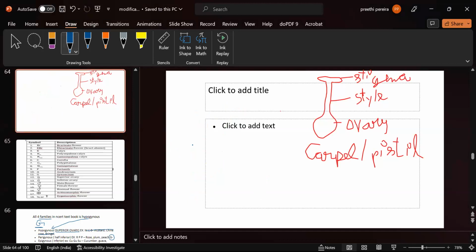Next kind of thing what we are going to see is over here. This is the thalamus.